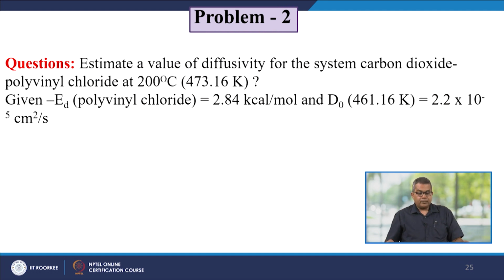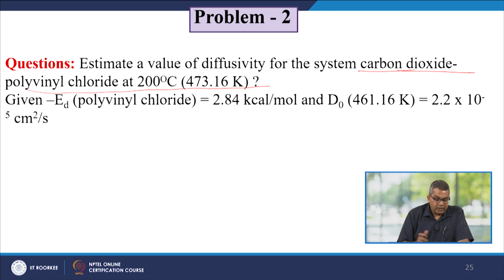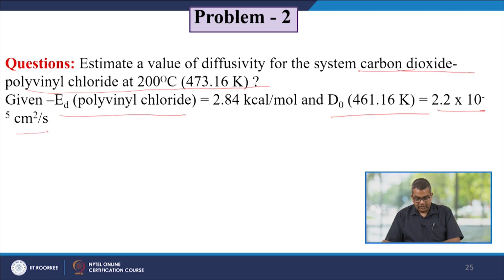Now let us take up another problem. You need to estimate a value of diffusivity for the system of carbon dioxide in polyvinyl chloride at 200 degrees Celsius, that is 473.16 Kelvin. Now it is given that ED for polyvinyl chloride is 2.84 kilocalorie per mole and D naught at 461.16 Kelvin is equal to 2.2 into 10 to the power minus 5 centimeter square per second. So let us solve this problem.